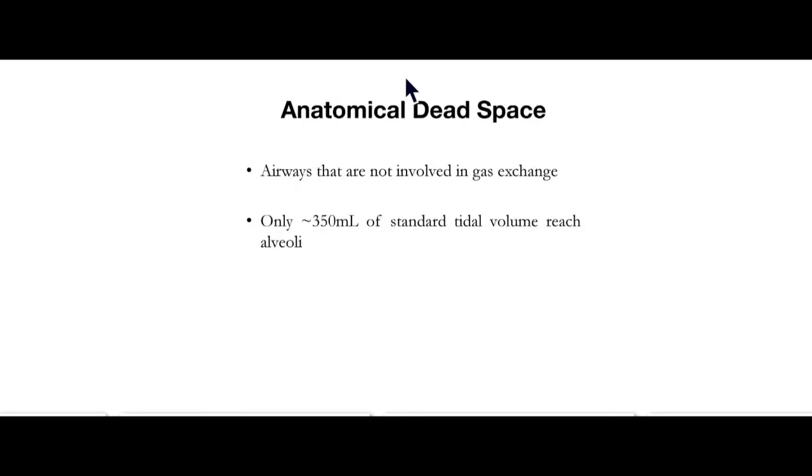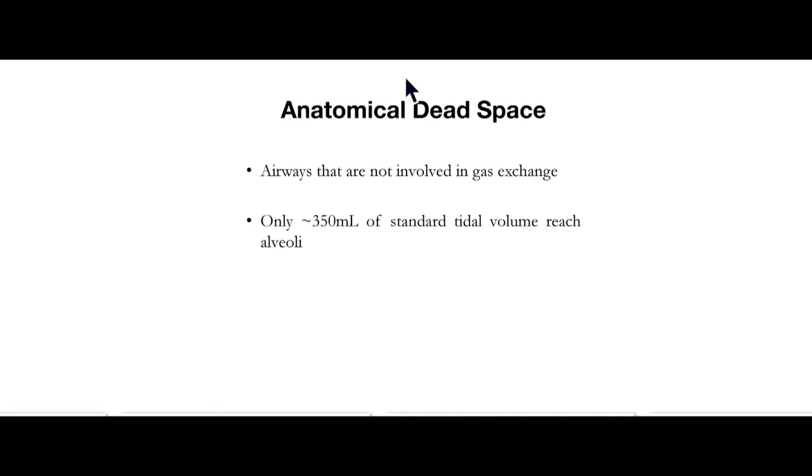How many people know what anatomical dead space is? You've heard of it before, right? By definition, it's whatever part is never going to be involved in gas exchange. Conducting airways, great example. They have no alveoli, they can't participate in gas exchange. That's anatomical dead space. Just by the mere anatomy of that vessel, or of that airway, there will be no exchange of gases between the air that's entering in that airway and the blood that is passing through it. Okay?